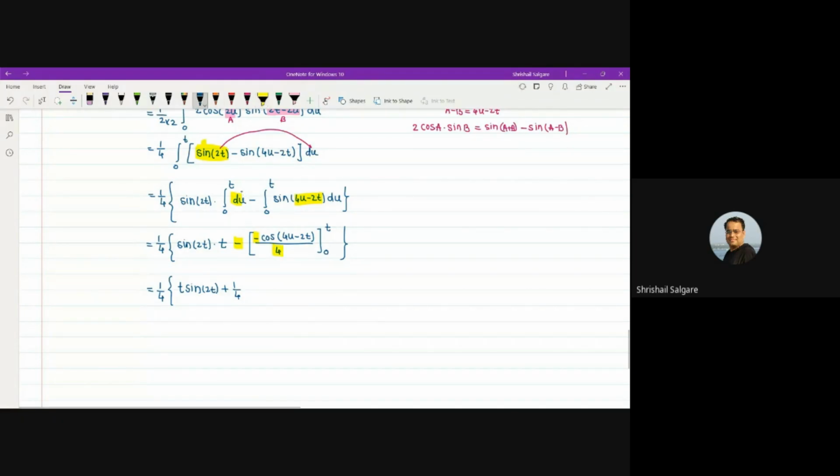Now next I will use a bracket, evaluation of the term at upper limit. If you substitute u is equal to t, what is the evaluation? This one. Yes.